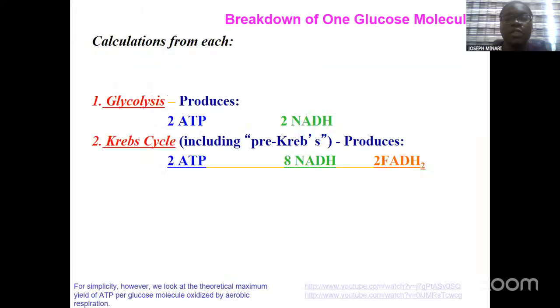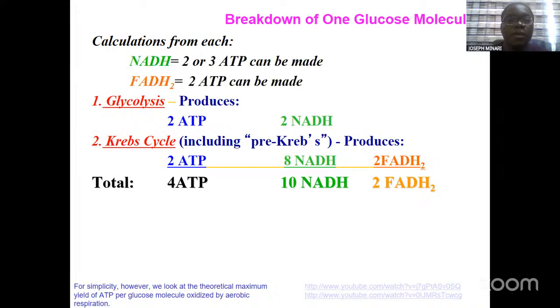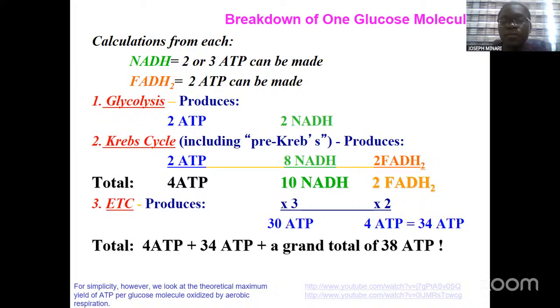So at the end of the day, we have glycolysis producing 2 ATP, 2 NADH. The Krebs cycle in total produces 4 ATP, 10 NADH, and 2 FADH, while the electron transport chain produces in total 30 ATP. So in total, making 34 ATP that is being produced.